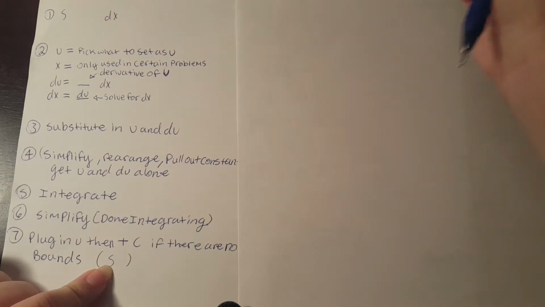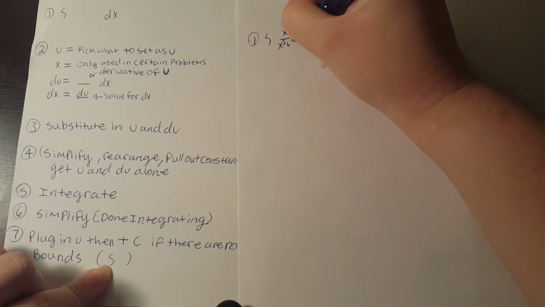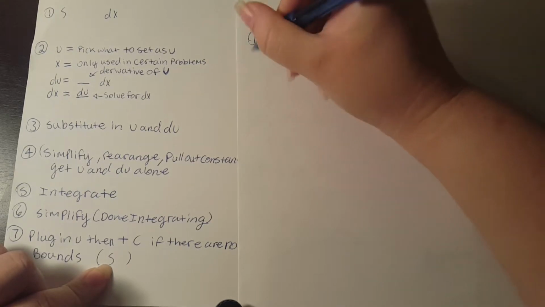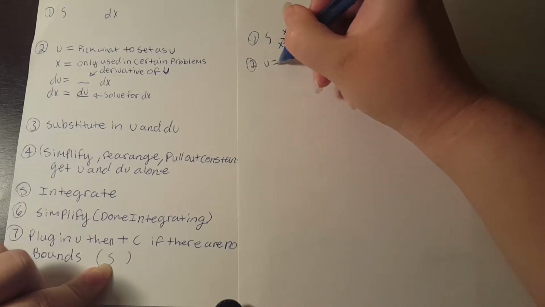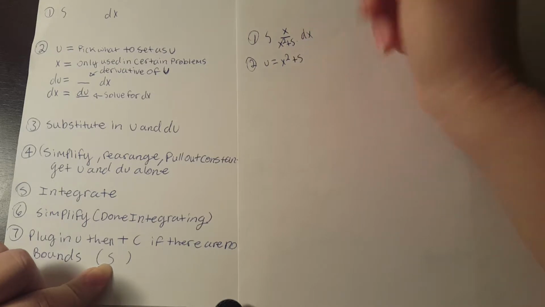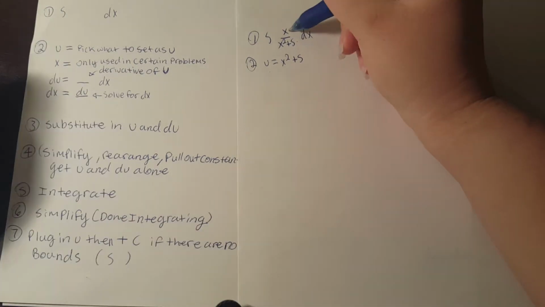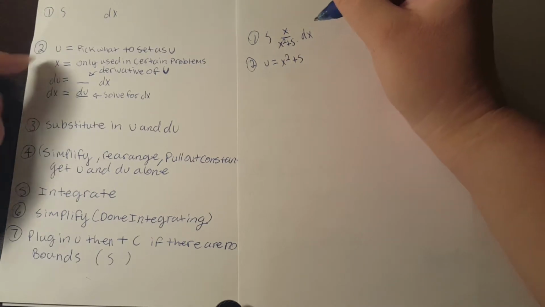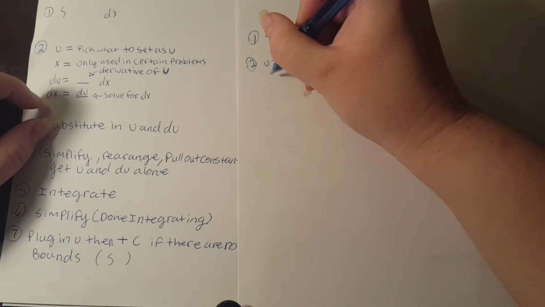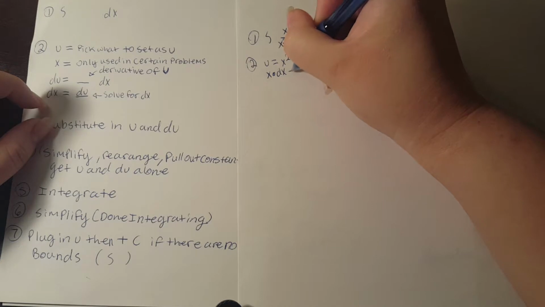For the first step, we are going to write the integral of x over x squared plus 5 times dx. For step 2, I'm going to pick the bottom of the fraction to set as u. U equals x squared plus 5. Then x and dx is needed here because you're going to be left with x over u. However, I have an easier step where you can take care of x and dx in the same step. X times dx equals.